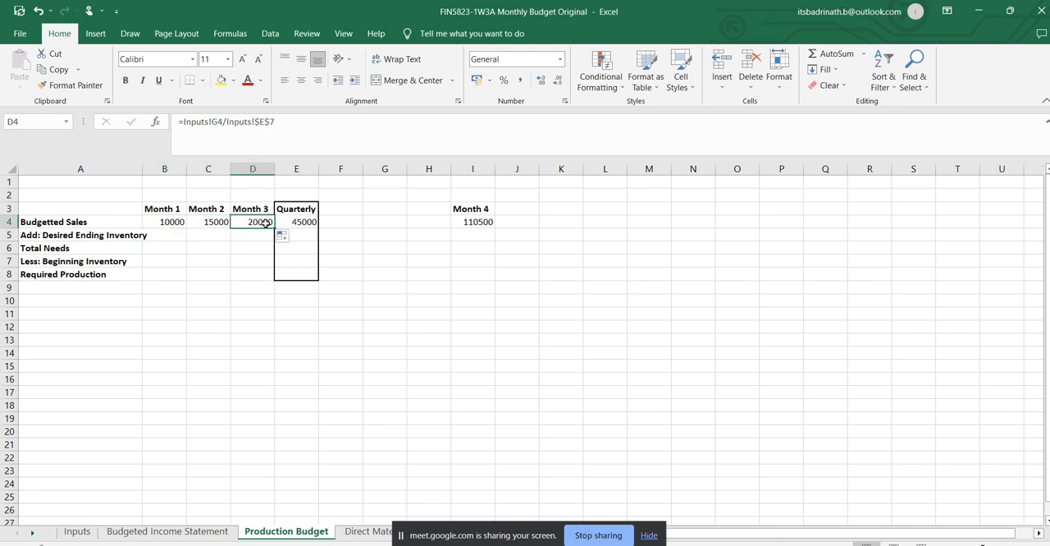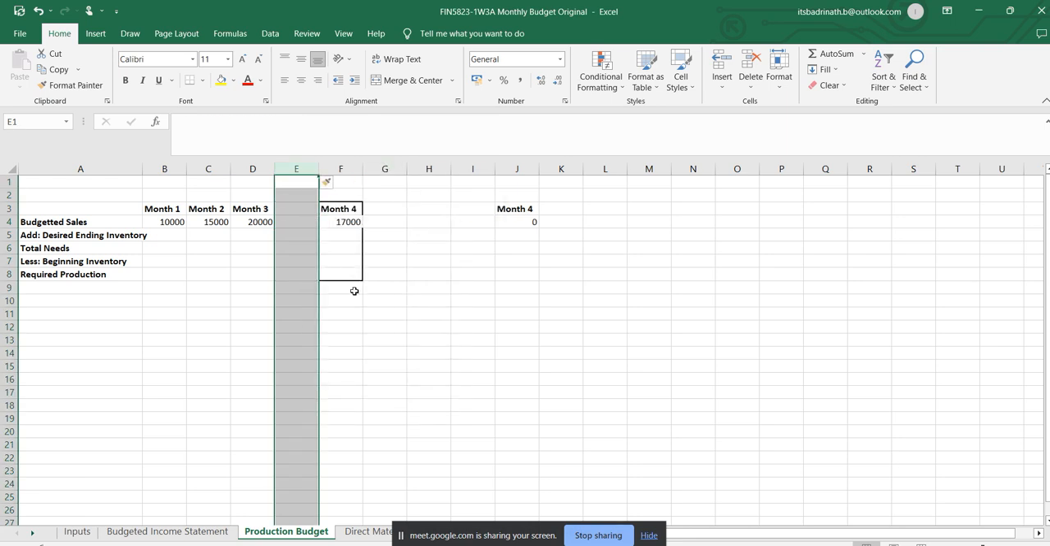Next I will take this one. And for the fourth month I need to cross check again. I need to go to input. Otherwise, what I do is make this one. So now I want to calculate.